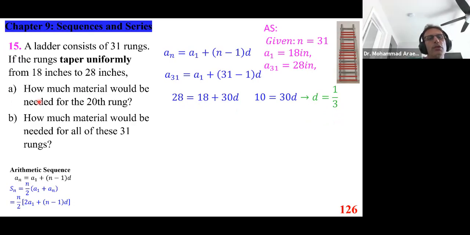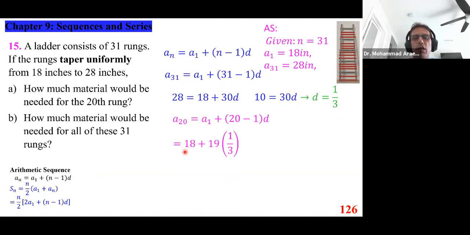So we are ready to do part A. Part A is asking for a sub 20. How much material would be needed for the 20th one? You want a sub 20. In this formula now, we replace the n with 20. We know a sub 1, we know d. So a sub 1 is replaced with 18, 20 minus 1 is 19, d is 1/3. So 18 plus 19 times 1/3. That gives us 24 and 1/3. Again, applications, write the units: 24 and 1/3 of an inch.